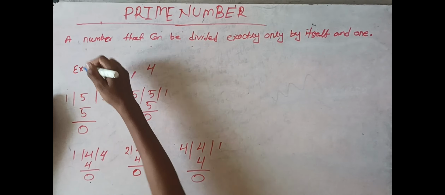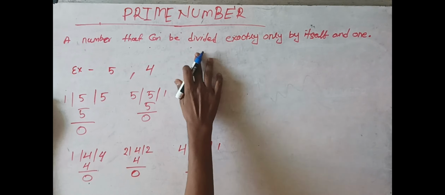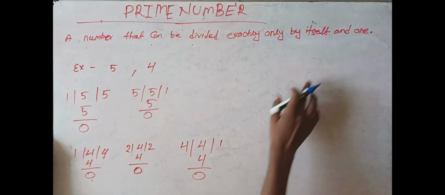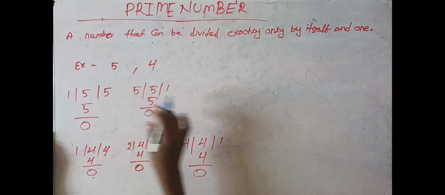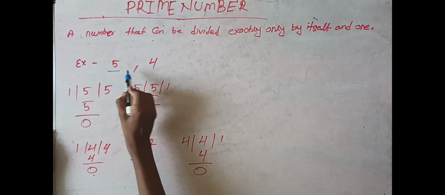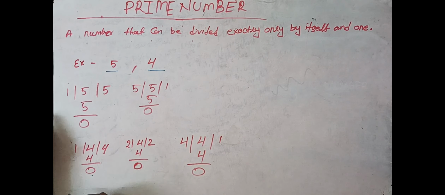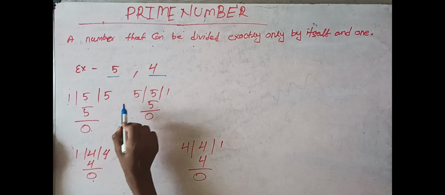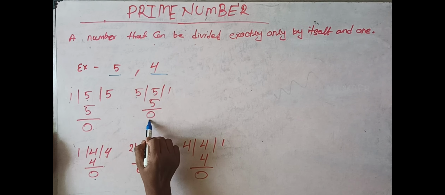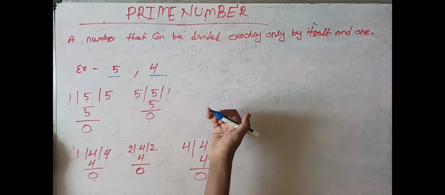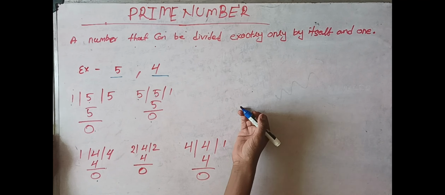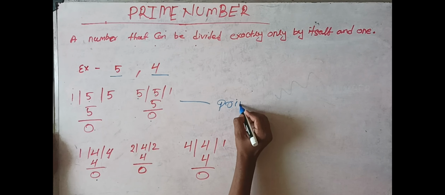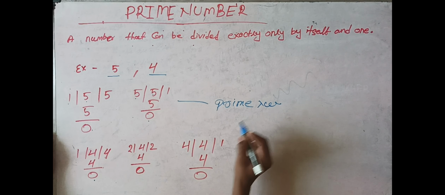The definition: a number that can be divided exactly only by itself and 1. Some examples, I take two numbers, one is 5 and another is 4. Suppose I divide 5 by 1, the remainder will be 0. If I divide 5 by 5, the remainder will be 0. If I divide 5 by 2 and 3, the remainder is not 0. That's why it is a prime number.